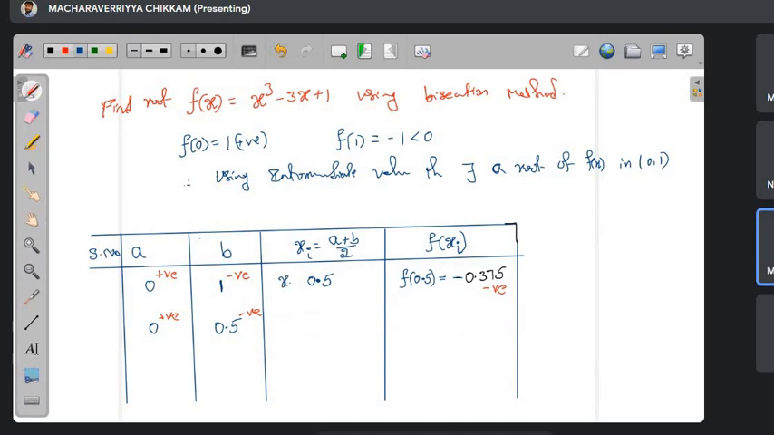So this you may call x naught, and this you may call x1. So x1 is nothing but 0.25. Just for clarity, I'm writing this as 0 plus 0.5 by 2, which is 0.25. No need of writing this way. Directly you can write 0.25.